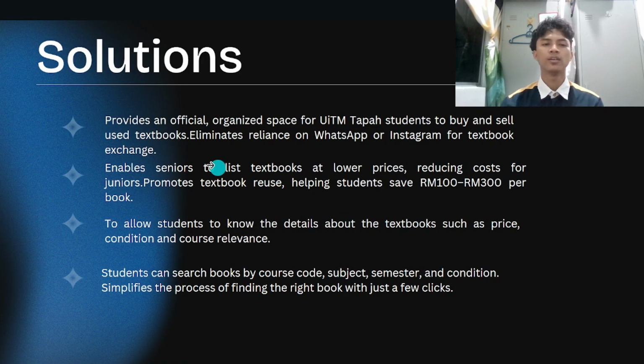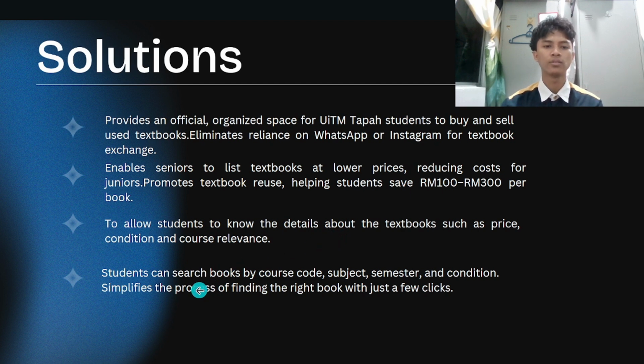The solution is to provide an official organized space for UiTM Tapah students to buy and sell used textbooks. Eliminate reliance on WhatsApp or Instagram for textbook transactions. Enable seniors to list textbooks at a fair price, reducing cost for juniors, promoting textbook reuse, and helping students save RM100 to RM300 per book. To allow students to know the details about the textbook such as price, condition, and course reference.